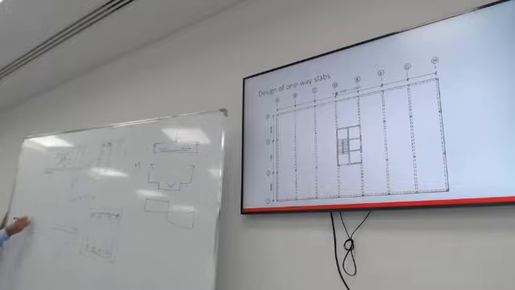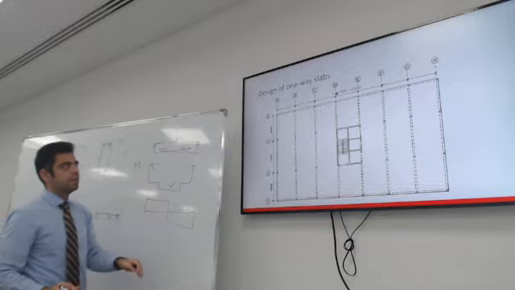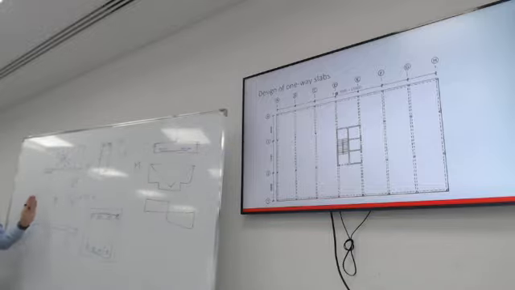This is grid line A. This is grid line B. This is grid line C. Do you see what I'm doing? I just took a cross section here and look sideways. So this is grid line A, B, and C.